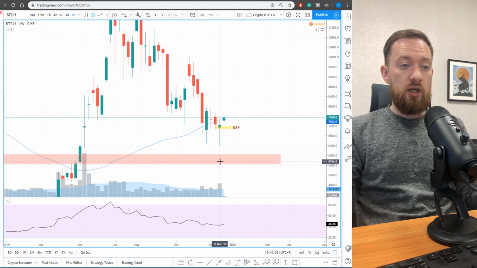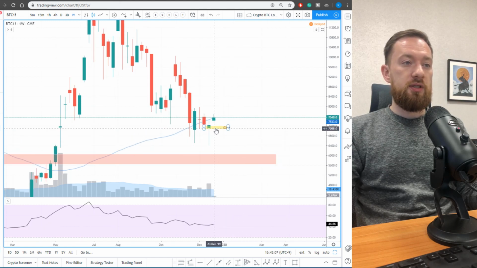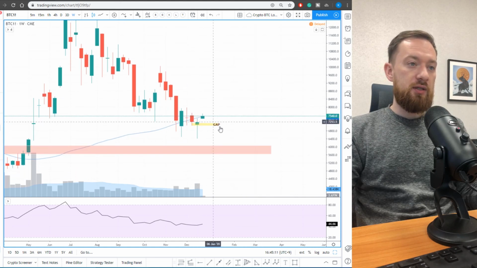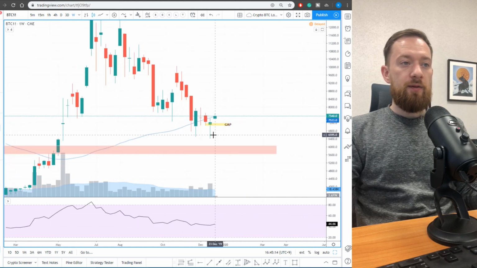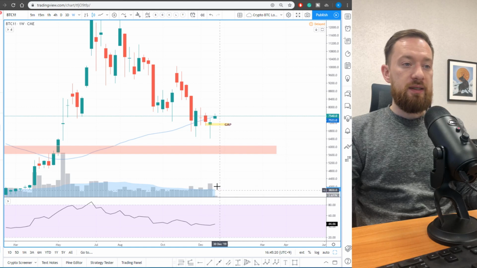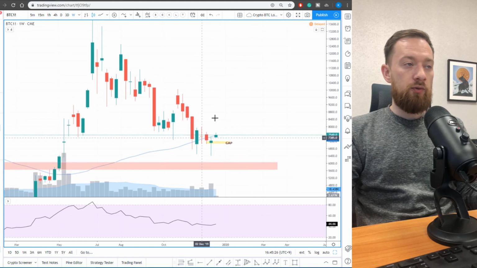Even though the volume was quite good and the formation of the candle was quite good, we still see that we are in a downward trend, and this trend seems to continue. This week, the week with Christmas, will be quite important to see whether we can build up the volume over here and break this level of resistance and go into the reverse.